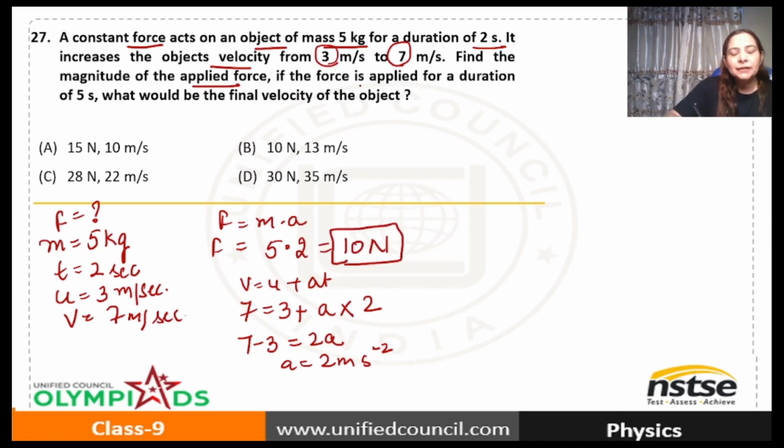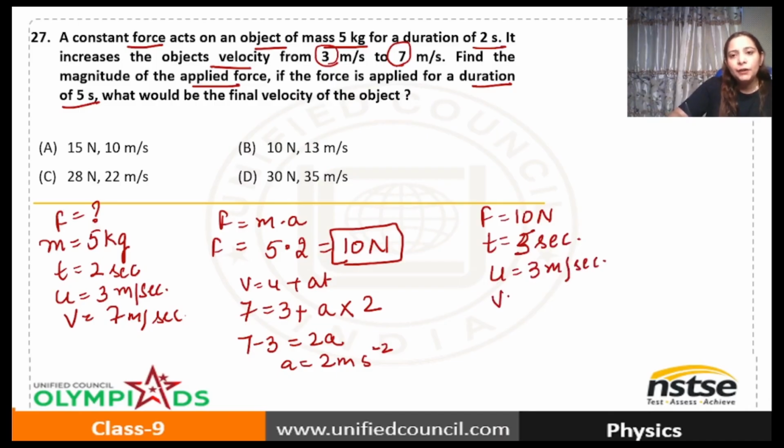Now let's read ahead. If the force is applied for a duration of 5 seconds now, the same force. So that means the same force is applied, but it is applied for a time of 5 seconds. We need to find the final velocity. Obviously the initial velocity will remain the same, and we need to find the final velocity here. Now how can we find that?